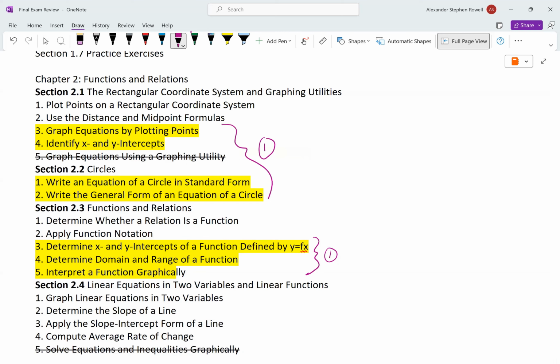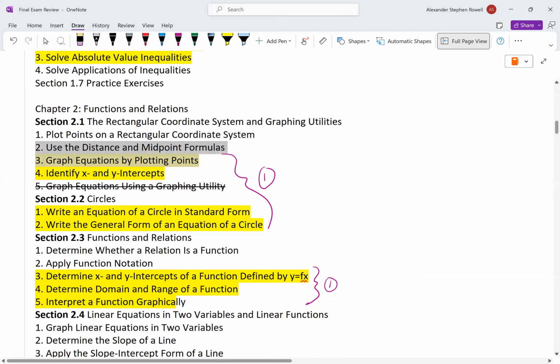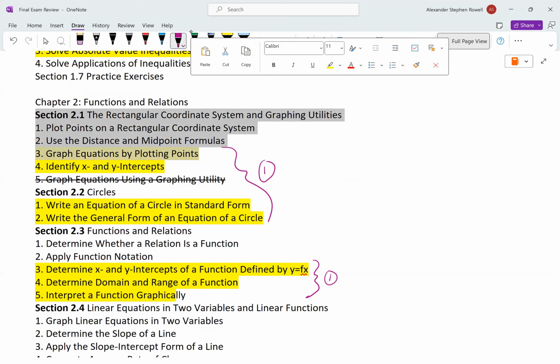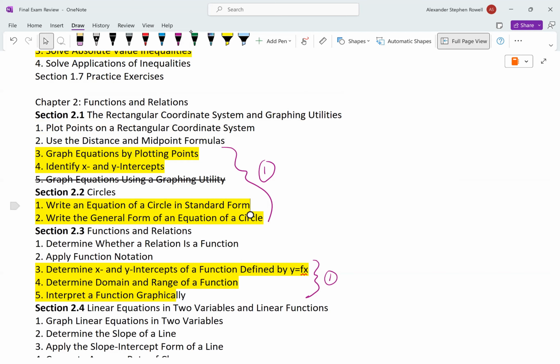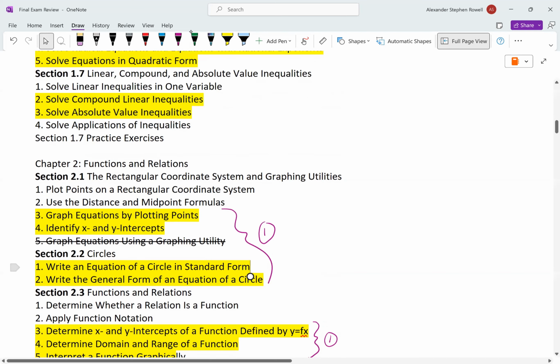I'll ask one question from one of these topics, either graphing a function you're not that familiar with by plugging in points, finding the intercepts of a function, or one of those questions about circles. So definitely want to memorize the equation of a circle, how to find the radius, things like that.